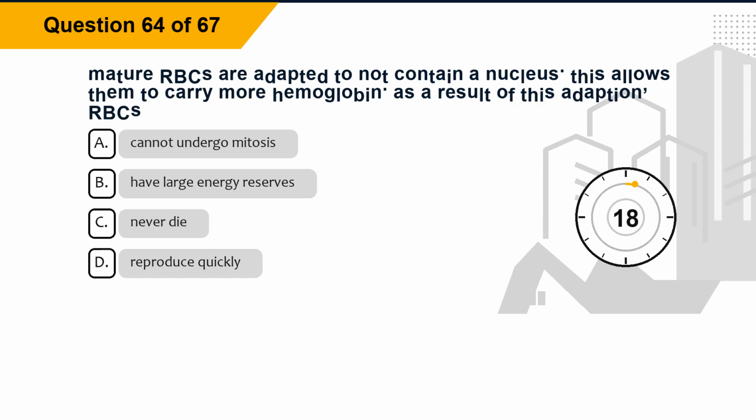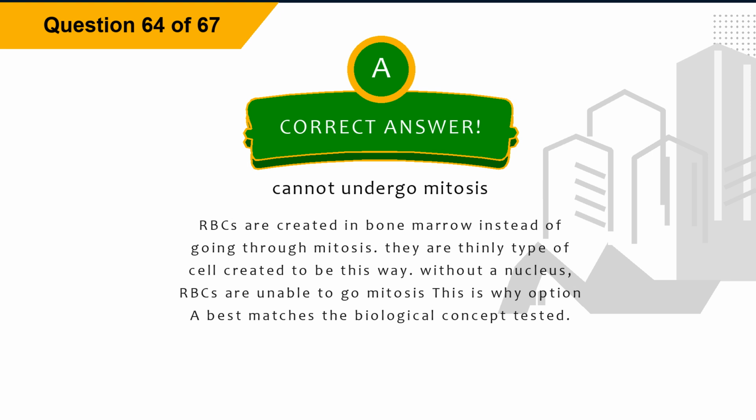Question 64. Mature RBCs are adapted to not contain a nucleus. This allows them to carry more hemoglobin. As a result of this adaptation, RBCs: Option A, cannot undergo mitosis. Option B, have large energy reserves. Option C, never die. Option D, reproduce quickly. The correct answer is option A, cannot undergo mitosis. Explanation: RBCs are created in bone marrow instead of going through mitosis. Without a nucleus, RBCs are unable to undergo mitosis. This is why option A best matches the biological concept tested.